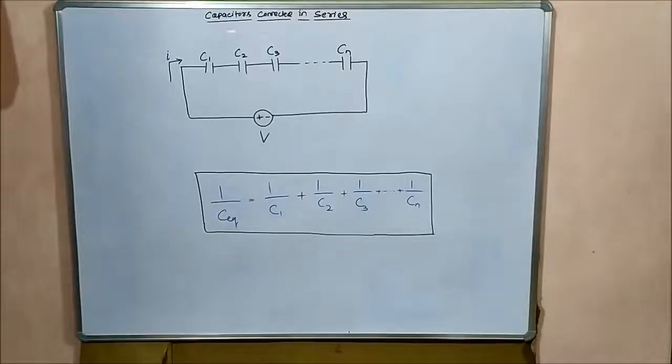When the capacitors are connected in series, the equivalent capacitance is like this: 1 by C equivalent is equal to 1 by C1 plus 1 by C2 plus 1 by C3 up to 1 by Cn, which is in reciprocal form. So always remember, in case of capacitors, when the capacitors are connected in series, the equivalent capacitance is given by the reciprocal of the individual capacitors. Now we are going to mathematically derive this expression.